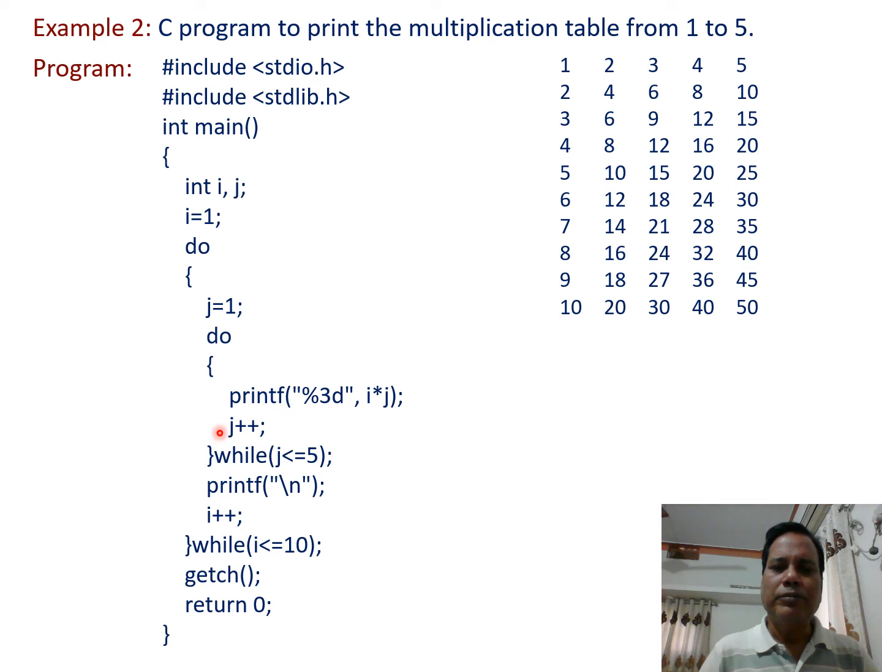And then the value of j is incremented. So this time when j is incremented, its value becomes 3. 3 less than or equal to 5, the condition is again true. So when the condition is true, the body of the do while loop is again executed. So this time the printf statement prints the value of i into j, that is 1 into 3, so 3 gets printed at this point. And then the value of j is incremented, so this value becomes 4.